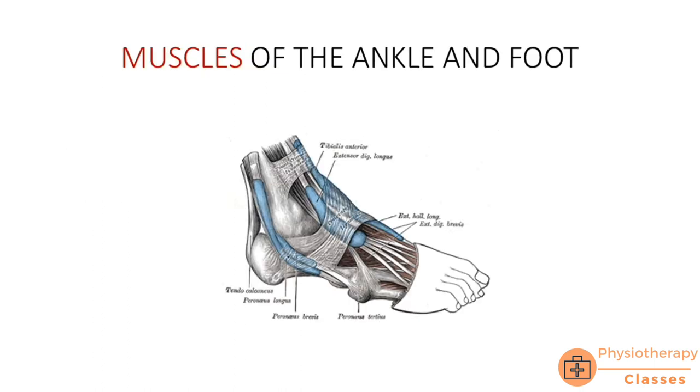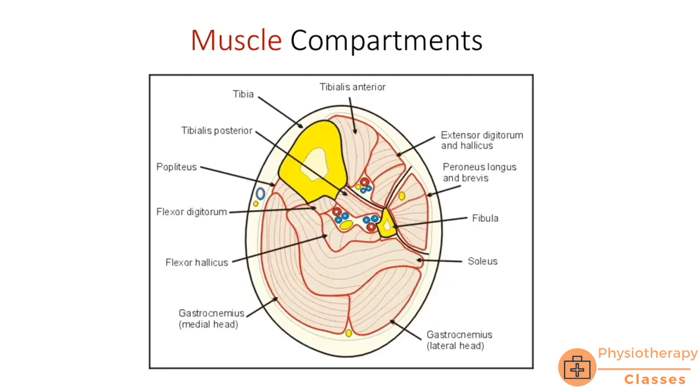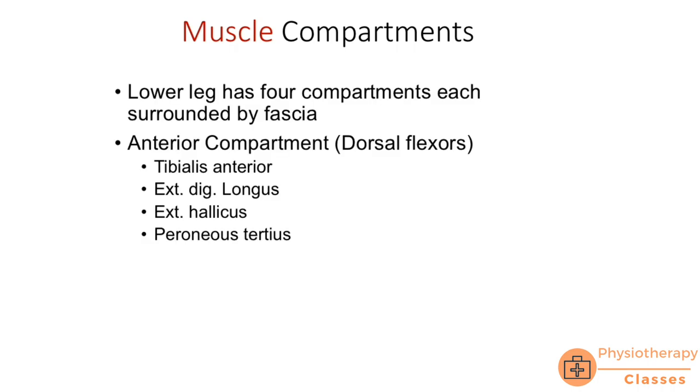Hello everyone. Now we will discuss the muscles of the ankle and foot, or the muscles which create movement at the ankle and other joints of the foot. The muscles are divided into different compartments: the anterior compartment muscles, the lateral compartment muscles, and the posterior compartment muscles, which are divided into two: the superficial posterior compartment and the deep posterior compartment. All the compartments are divided and surrounded by fascia.